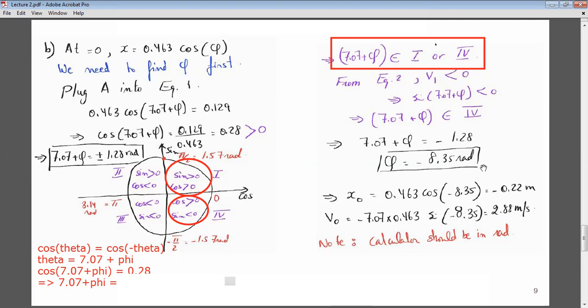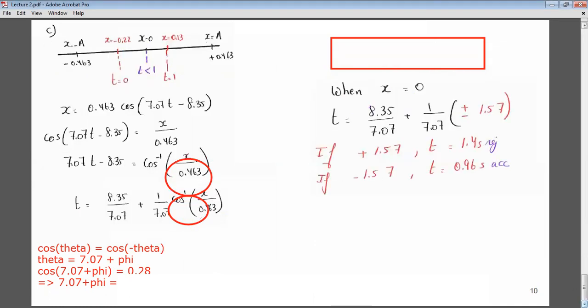Okay, now we found phi, right? We want x0, so we just plug it in the equation x of t equals A cosine omega t plus phi. So this is equal to 0.463 cosine, I just plug it in the equation, and V0 is equal to minus 7.07 times 0.463 sine phi, and I get the values for x0 and V0.